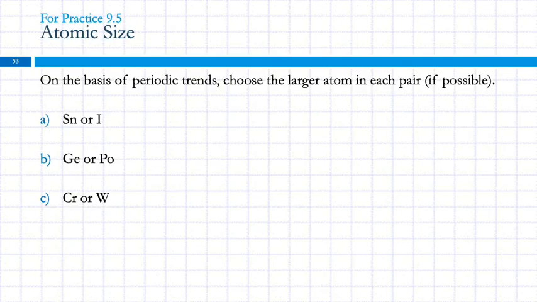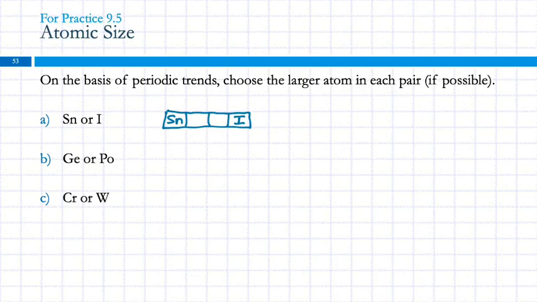So on the basis of periodic trends, choose the larger atom in each pair, if possible. So we have to find these on a periodic table, and I meant to stick a periodic table in that big empty spot, and I forgot. So I will draw a little tiny piece of the periodic table. So we've got tin or iodine. So those are in the same row, the same period. There's tin, and then there's antimony and tellurium, and iodine's over here.